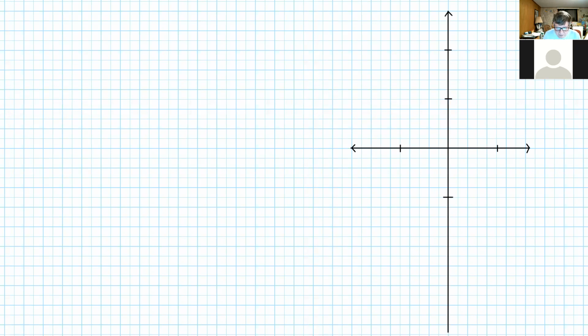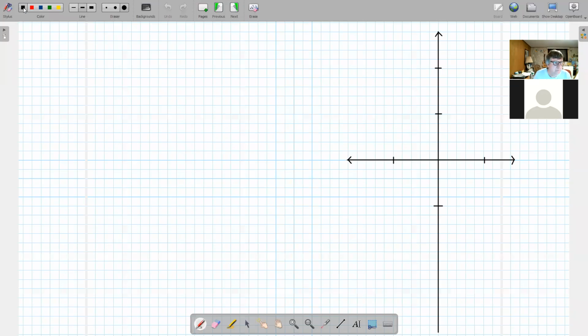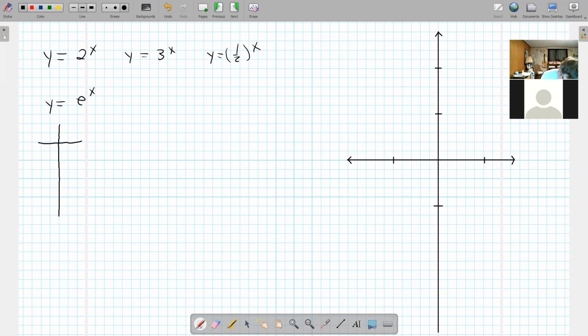Okay, let's take a look at that screen. Now, we graphed something like y equals 2 to the x, and y equals 3 to the x, and y equals 1/2 to the x. We did that yesterday. Now we're going to graph y equals e to the x. Since e is slightly less than 3, the graph should look very similar to y equals 3 to the x. But I'm just going to go ahead and make a table of values like I did yesterday. And again, I'm going to use -3 to +3 as x values to put in.